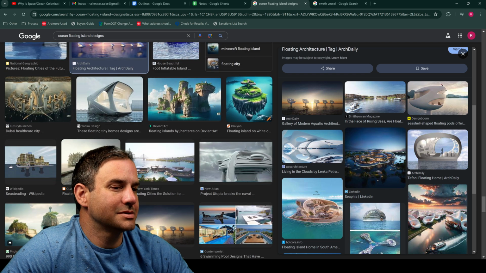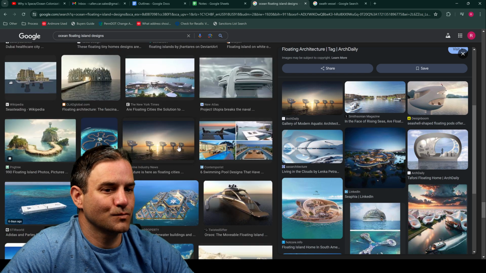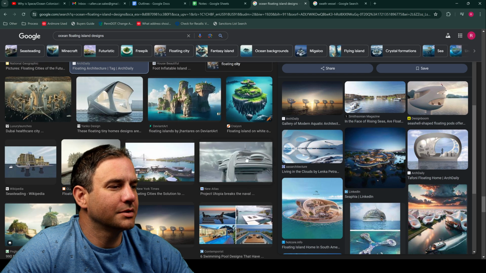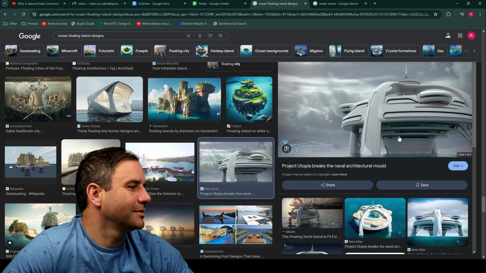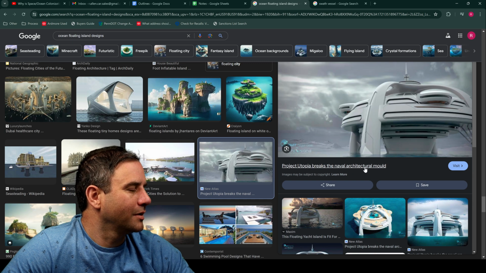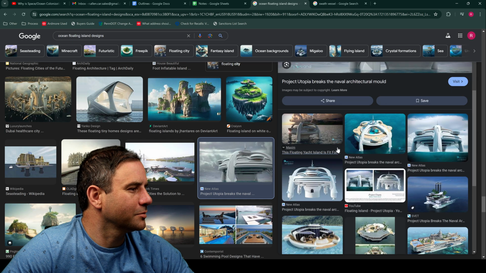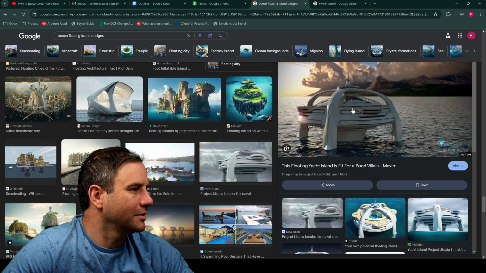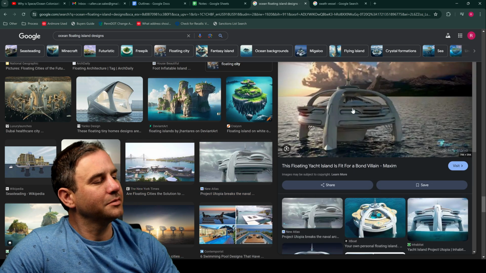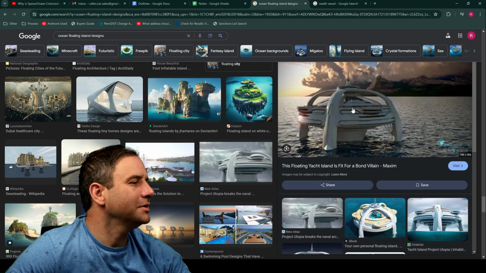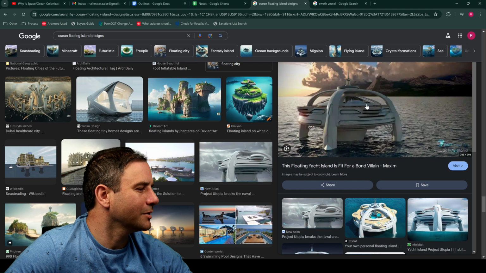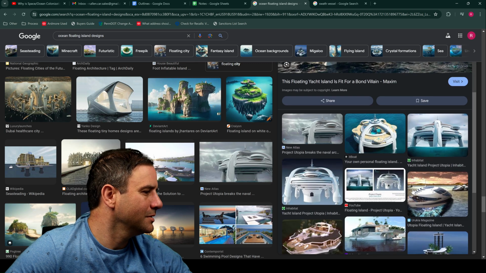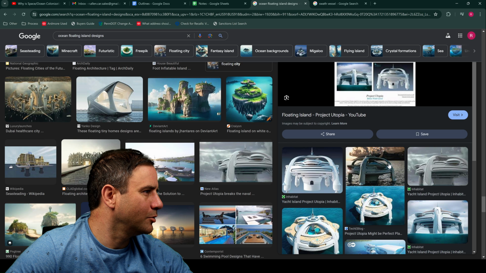Okay, so, hmm, what is this? I remember seeing this, Project Utopia. Naval architecture. I think this was more around the early to mid 2010s, if I remember correctly. I remember that's when I started seeing this design. Project Utopia.